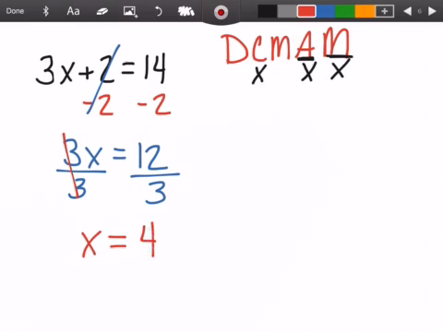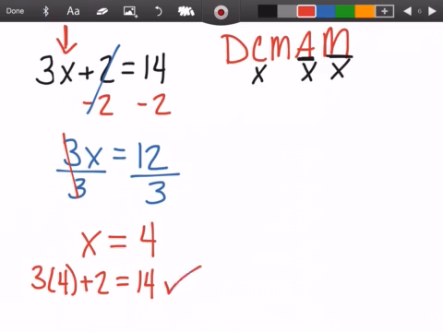Remember, I can still go in and check these. So I got x equals 4. That means I would take 4 and plug it in at the top for my variable, and I would have 3 times 4 plus 2. I'm checking to see if that equals 14. 3 times 4 is 12. 12 plus 2 is 14. So we know we're correct in our answer.